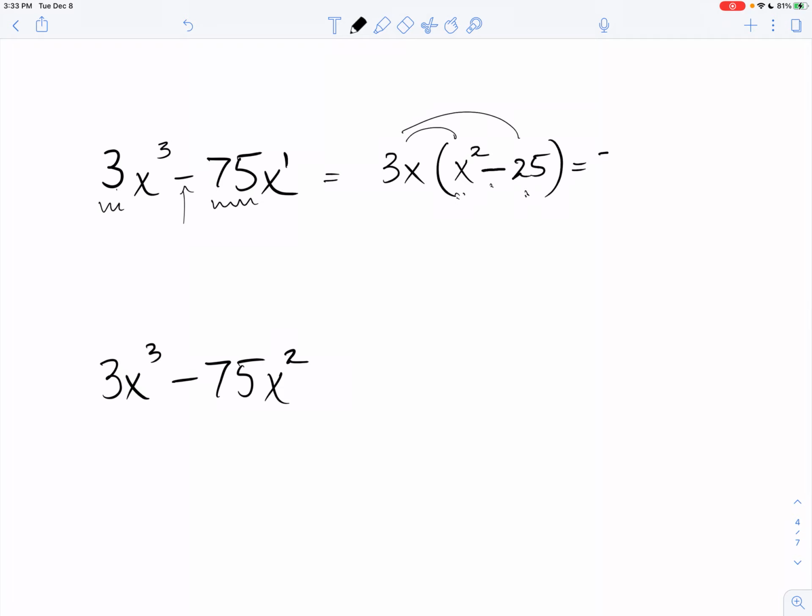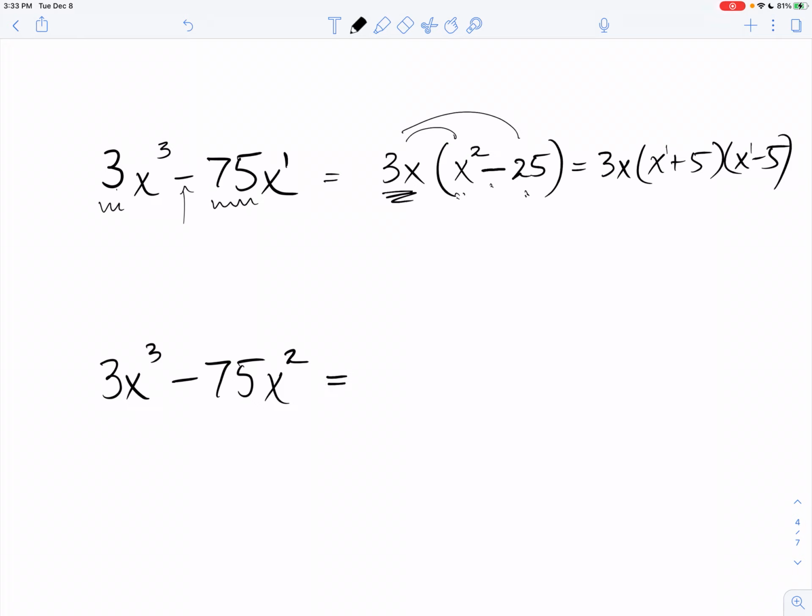So I'm going to rewrite this as 3x. That's the same dude I already took outside. And then I'm going to say x plus 5, x minus 5. And I have factored it completely because there's no squared information left over here. Look, that's not squared, that's not squared. No squared stuff left over.